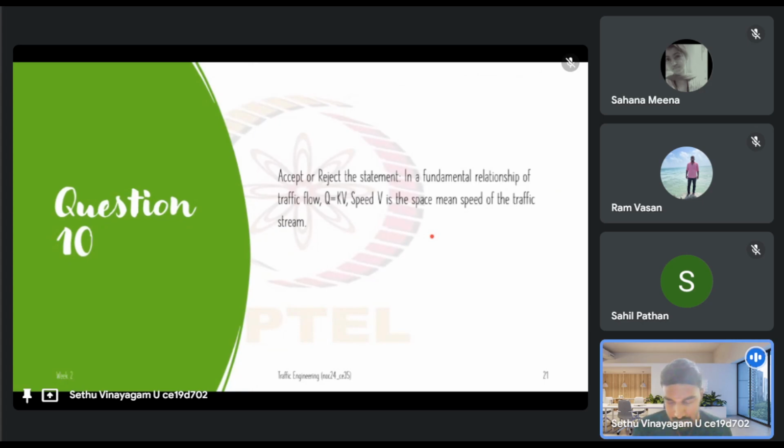Okay. Next question is the fundamental relationship of traffic flow, Q is equal to KV. The speed V is the space mean speed of the traffic stream.